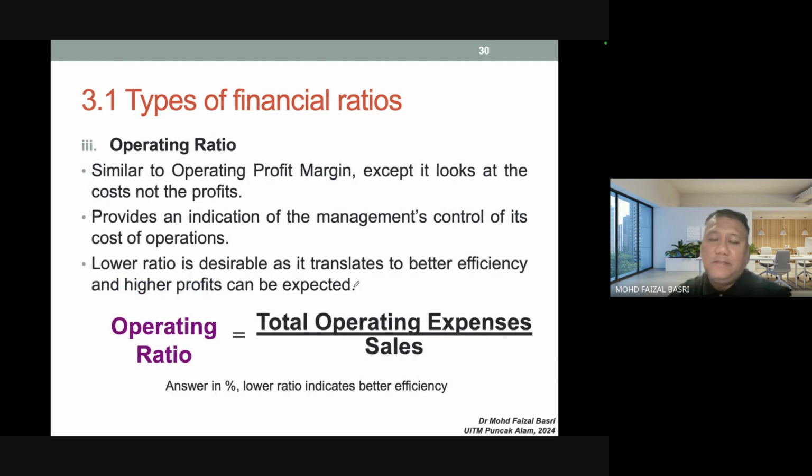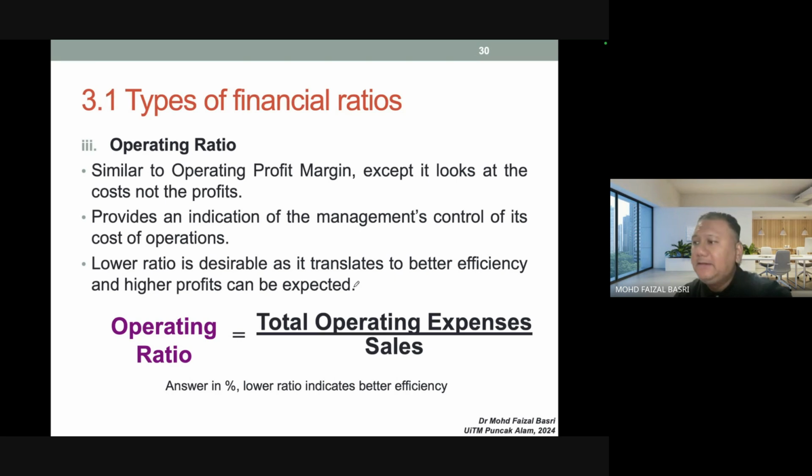Now we go back to the third, patutnya 3, tapi this is technically the fourth ratio, which is operating ratio. Okay, operating ratio ni, this is the only ratio dalam profitability yang lagi rendah lagi bagus, because we are measuring the expenses. The rest we measure the profits. So obviously kita nak profit kita setinggi yang mungkin lah. Okay, the higher the better. But for operating ratio, we are measuring the expenses. Okay, the expenses. So therefore, the lower the ratio, the better.